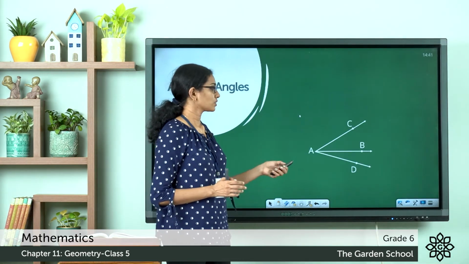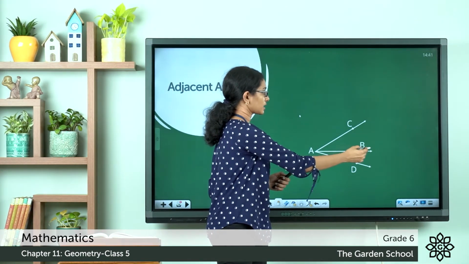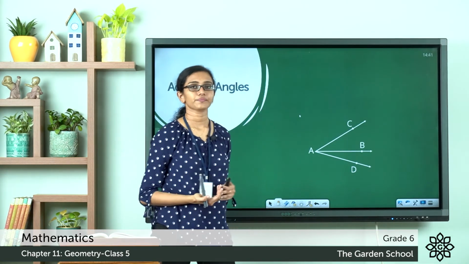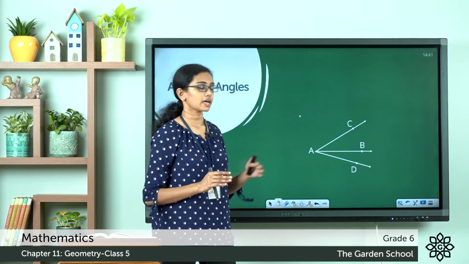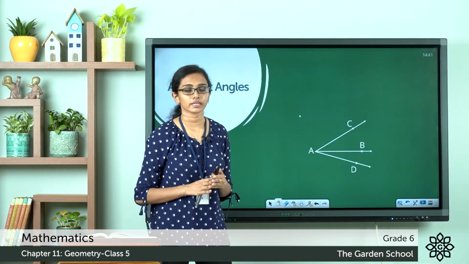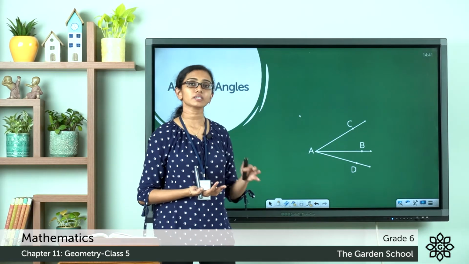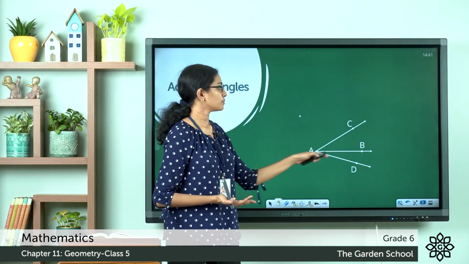Now look at this figure. Here you can see angle CAB, angle BAD and angle CAD. You can see the vertex A is common to all these angles. So there is a common vertex. And what about the side or the arm AB? It is also common to angle CAB and angle BAD.